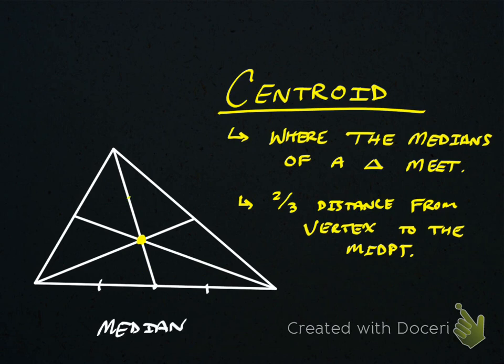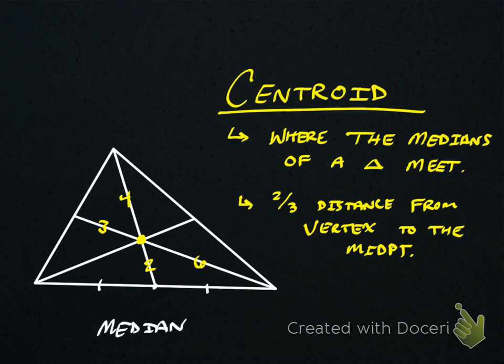So let's pretend that this was 4. This would be 2. So 4 out of 6 total distance, 2/3 of that distance. Maybe this would be 6 and 9. Okay, nice. So 6 out of the possible, not 9, sorry, 3. 6 out of the possible 9 units there between the vertex and the midpoint, 2/3 of the way, is that centroid. Hopefully that makes some sense.